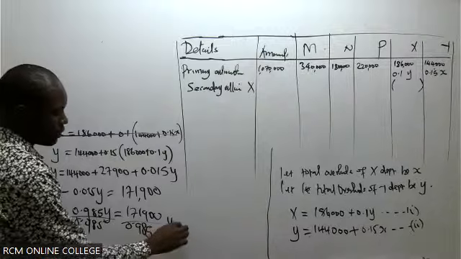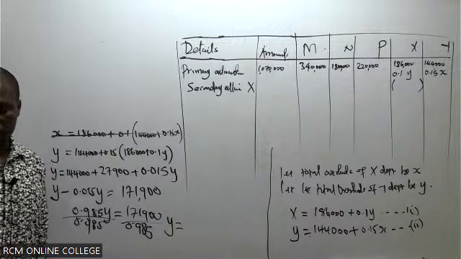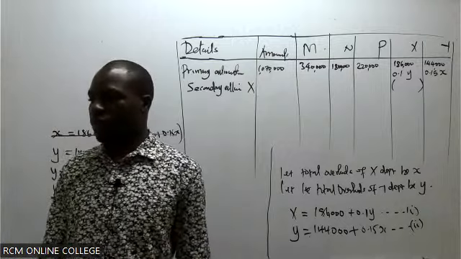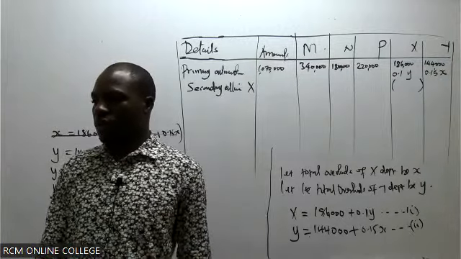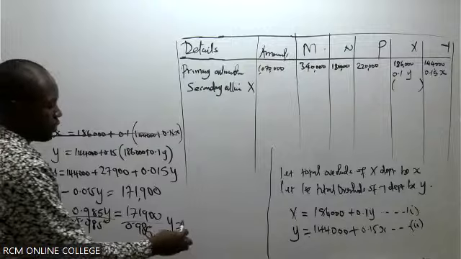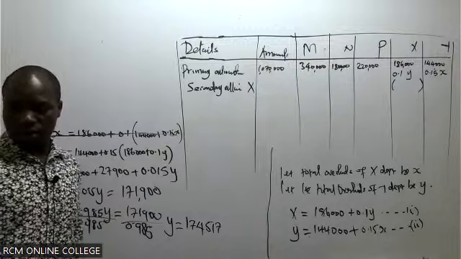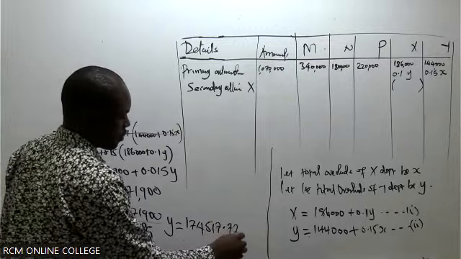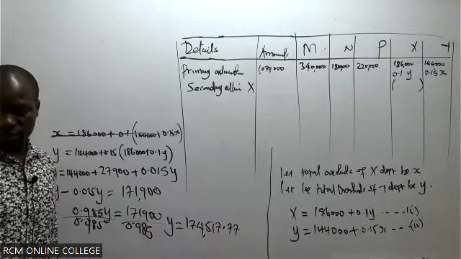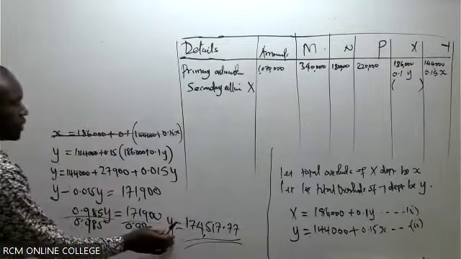So Y is equivalent to what figure? Two decimal places, maybe for this is not bad. 174,517.77. Is it 77 or 78? 0.77. Okay. That's what we have as the value of Y. Y is equal to this.